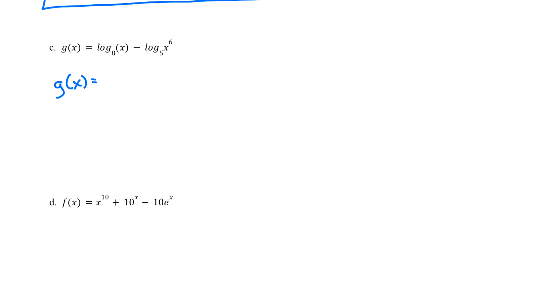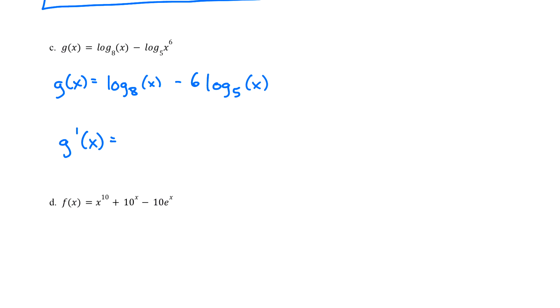First term, okay, don't need to change anything. Log base 8 of x minus that second term there. I can rewrite this exponent, this power, as a factor, and I can write that as 6 times log base 5 of x. Now this is something that we know how to take the derivative of. The inside part of the logarithm functions are both just x, so we should be good to go at this point.